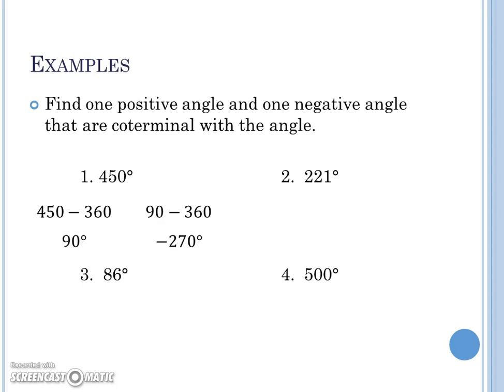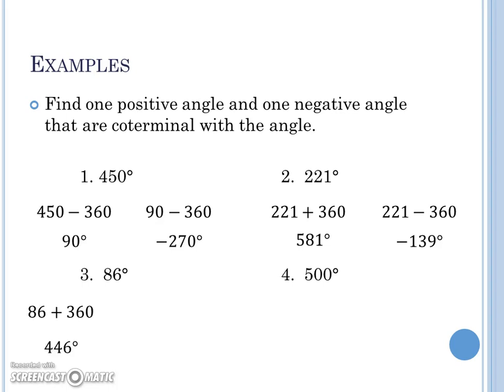221 is not a full rotation, so we're going to actually add 360 to find the full rotation plus some, which is 581 degrees. And then to find the negative one, we subtract 360 from 221 to find negative 139 degrees. For 86, this is again not a full rotation. We're going to add 360 to get 446 degrees. And then we're going to subtract 360 to get negative 274 degrees.